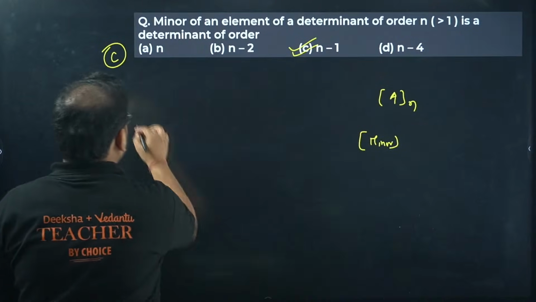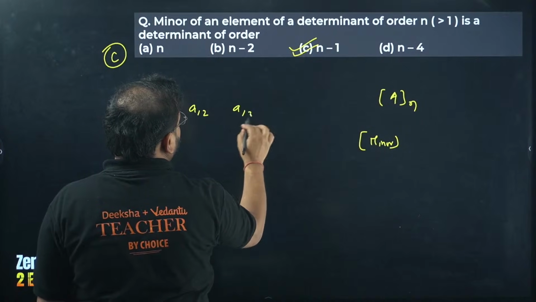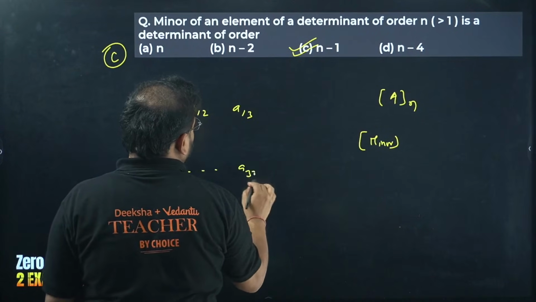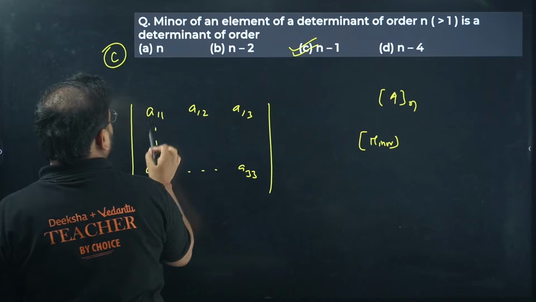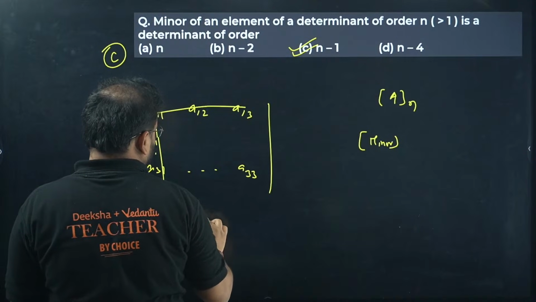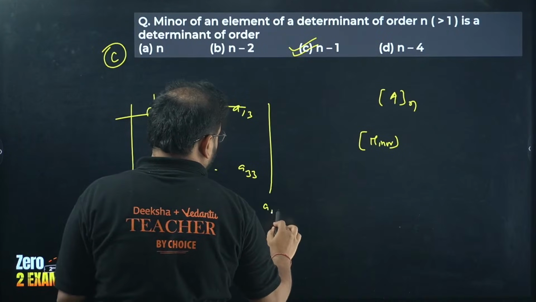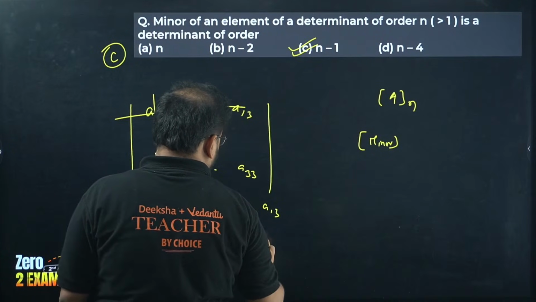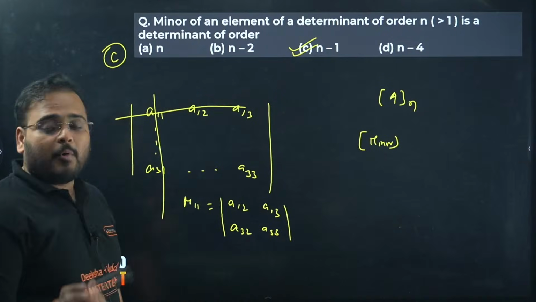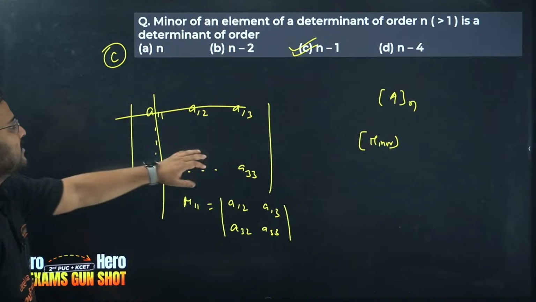So whether you take this as a 3 cross 3 matrix, let's say A11, A12, A13, A31, A33. If you're finding, let's say, this element, you're going to remove this one. So M11 will become what? A matrix of order 2 cross 2, so A12, A13 will have here A32 and A33. So your order of the matrix of the minor will be 1 less. That's why it is 2 cross 2. Here it is 3 cross 3.